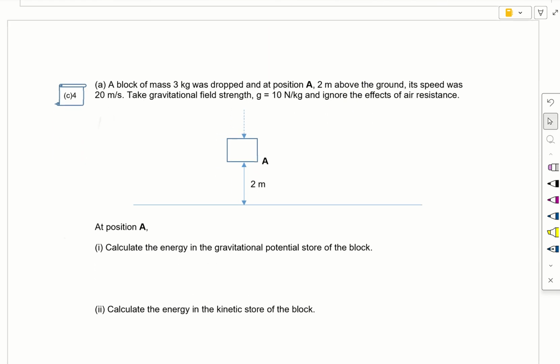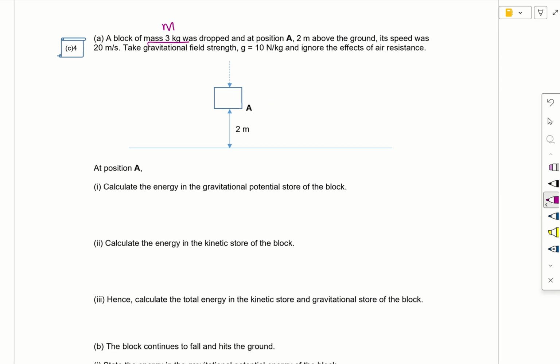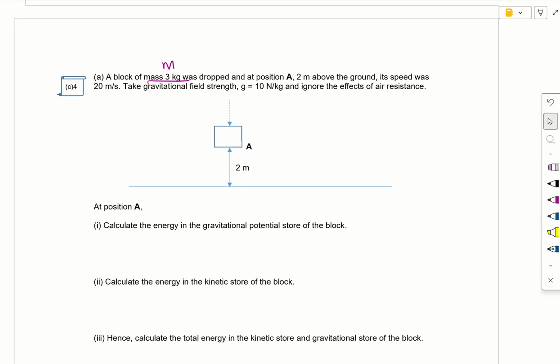Okay, C4, a block of mass 3 kg, so M3, was dropped at position A, 2 meters above the ground. Okay, this is H. Its speed was 20 meters per second. Compared to just now, whereby the block had 0 speed at A. So the height is still 2 meters if you were to compare.